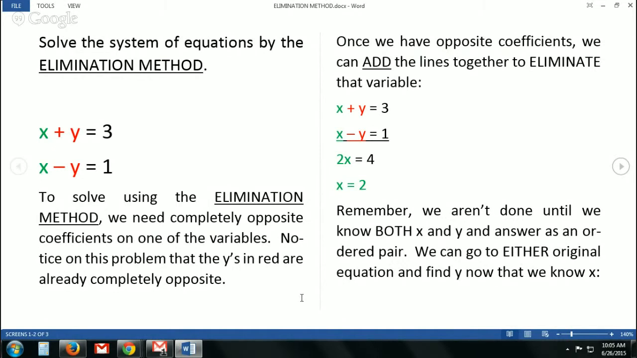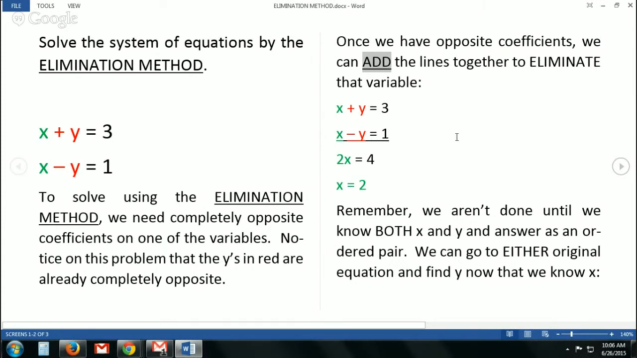To solve using the elimination method, we need completely opposite coefficients on one of the variables. Now for this problem, notice that the y's in red are already opposite. So really this one's set up for us to start very easily. Once we've got those opposite coefficients, what we'll do is to add the two lines together. This is why some people call it the addition method.